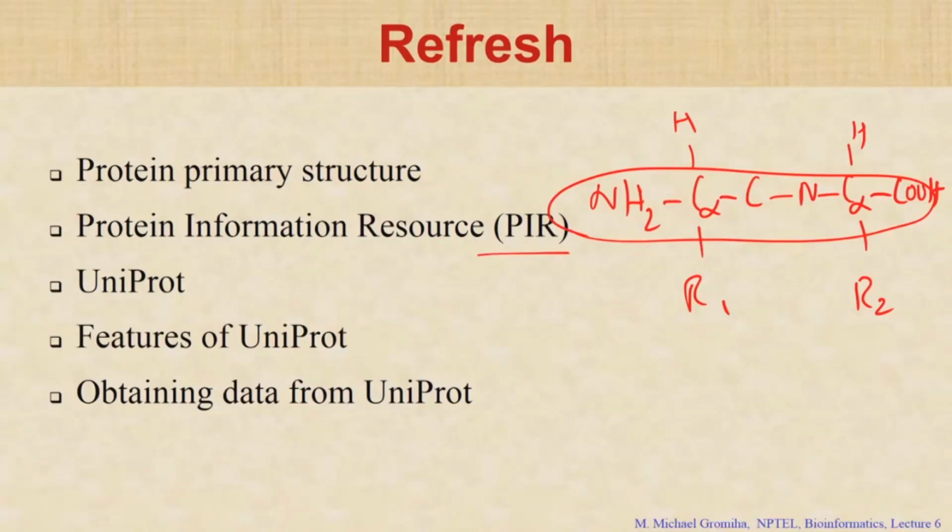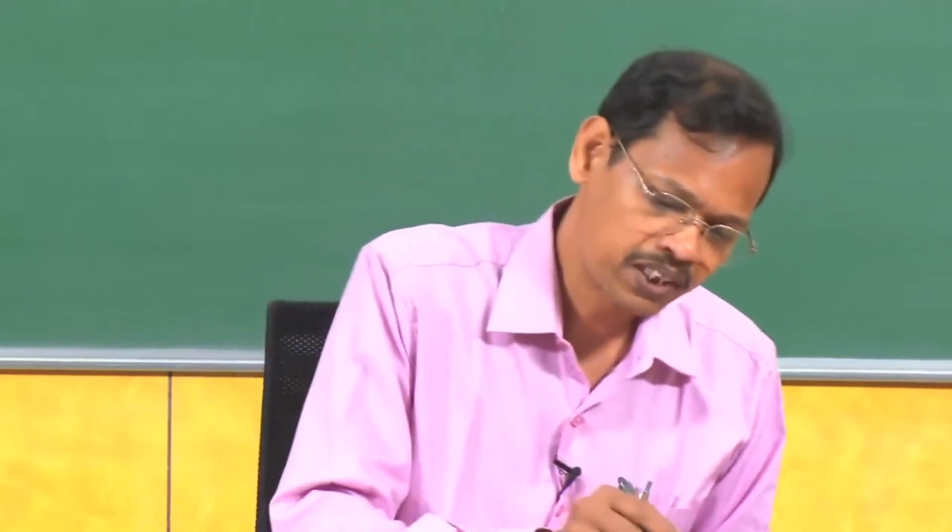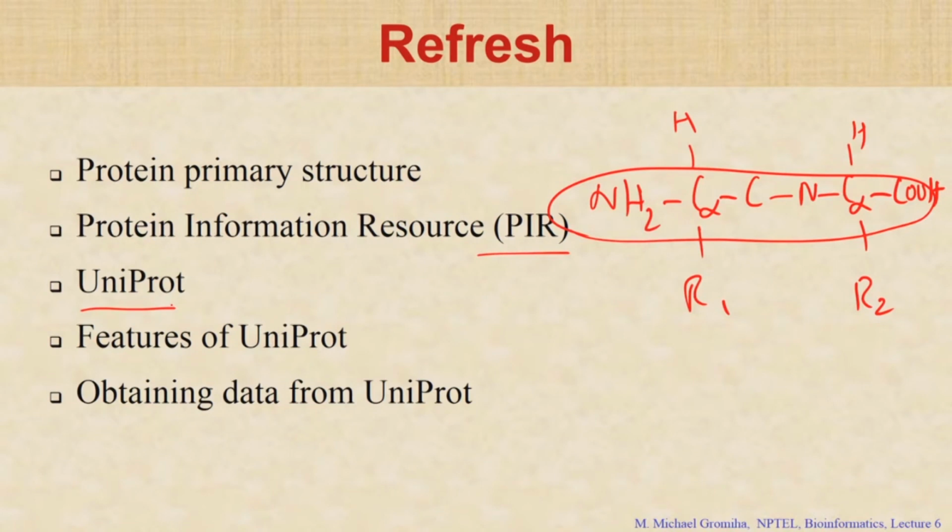In the meantime, the Swiss Institute of Bioinformatics also tried to collect the sequences, for example, SwissProt, and at both places they developed several tools to analyze the sequences. Later on, they formed a consortium and made UniProt. It is now the universally accepted protein sequence database.